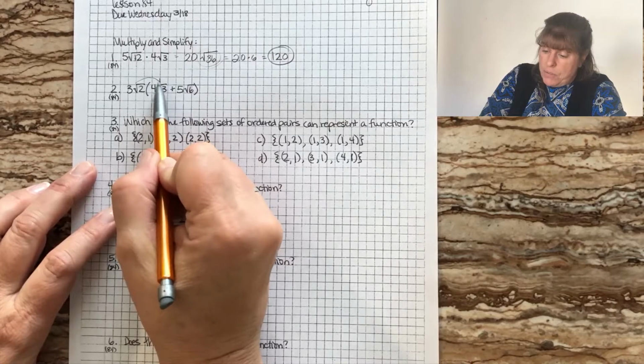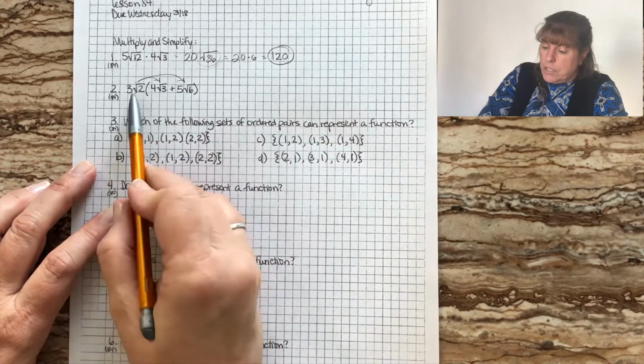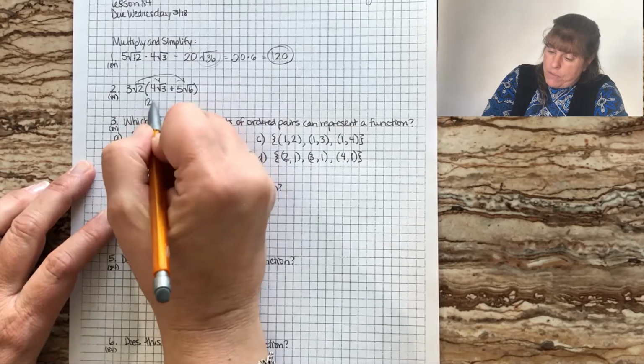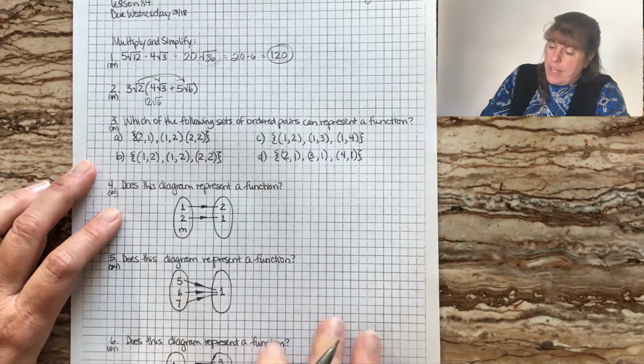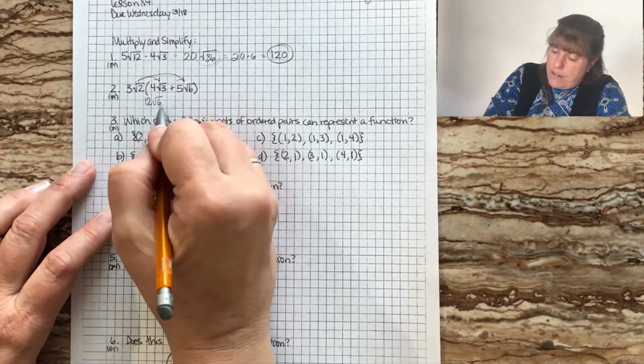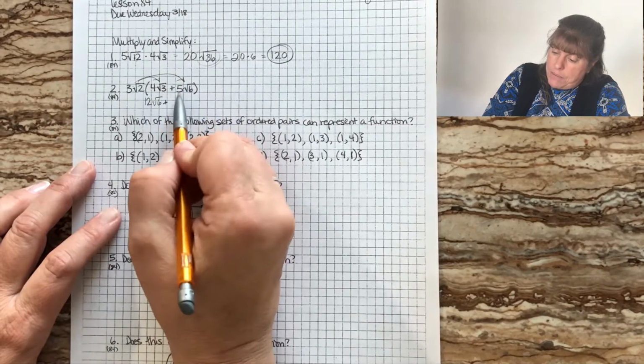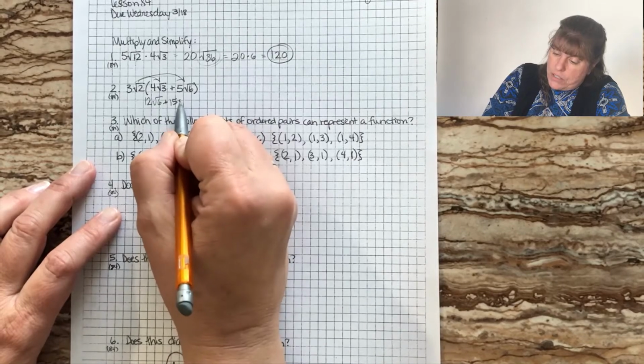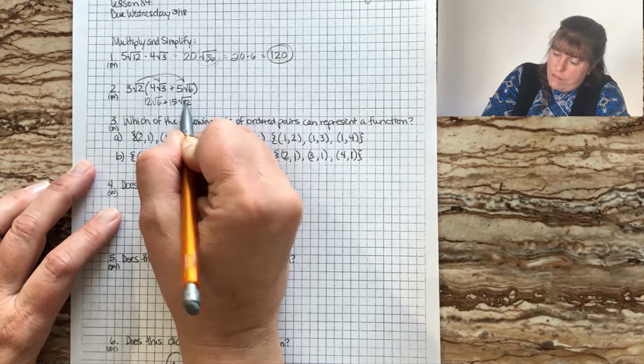Okay, distributing here. So 3 times 4 is 12, and square root of 2 times square root of 3 is square root of 6. And then I've got both positives here, so I'm going to add to that 3 times 5, which is 15, and square root of 2 times square root of 6, which is square root of 12.